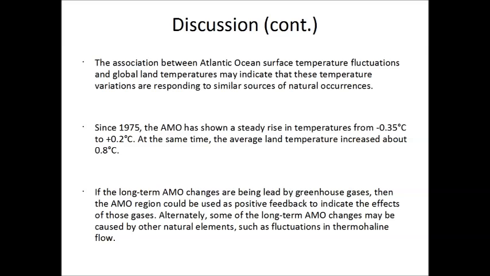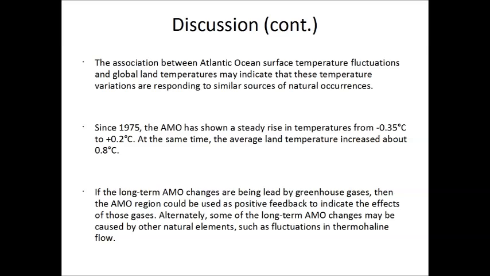These large temperature changes may be in response to a common element such as greenhouse gases. There is a chance, however, that some of these land warming effects are a direct response to changes in the AMO region. There is some speculation as to what may be causing these variable temperature changes. If the long-term AMO changes are being led by greenhouse gases, then the AMO region could be used as a positive feedback to indicate effects those gases are forcing over land. Alternatively, some of the long-term AMO changes may be caused by other natural elements such as fluctuations in the thermohaline flow. If this is true, then the humanity factor of global warming may be somewhat overestimated.